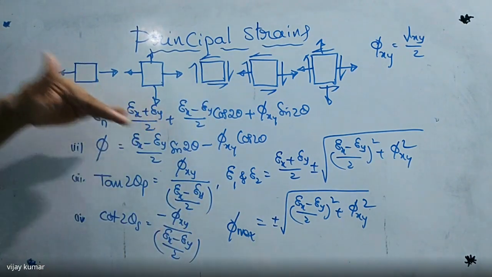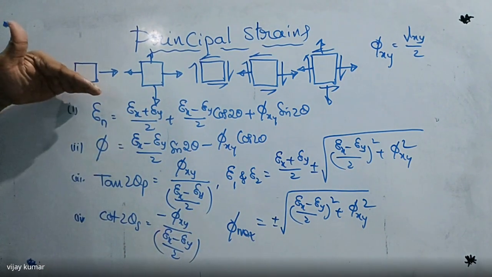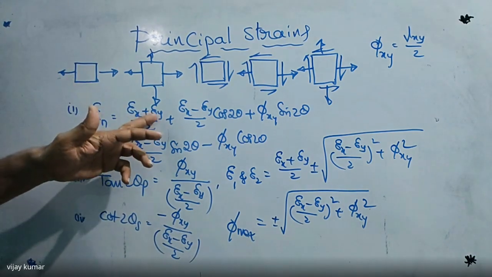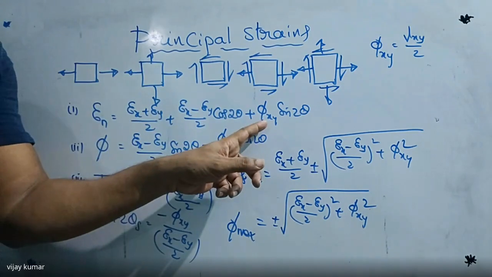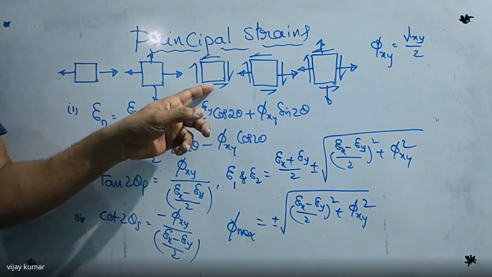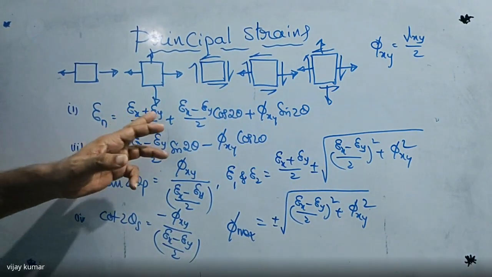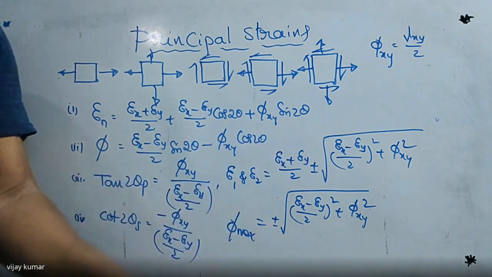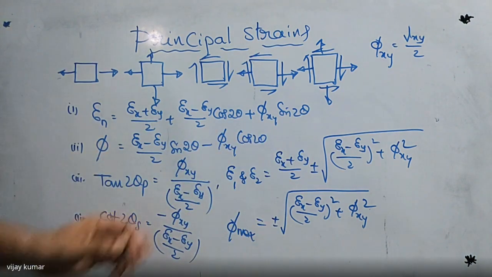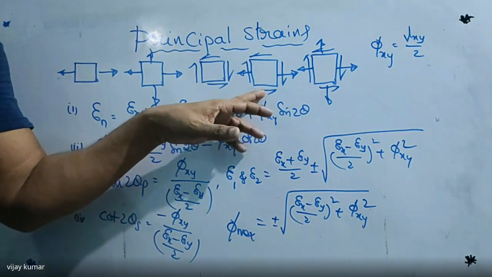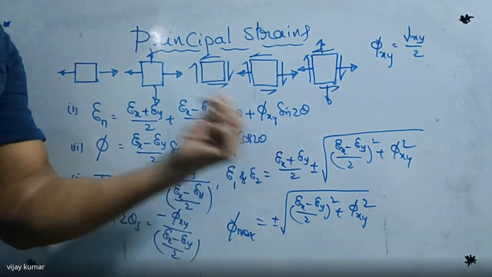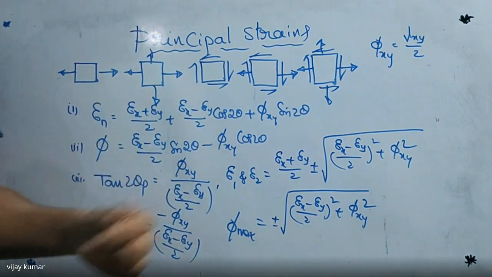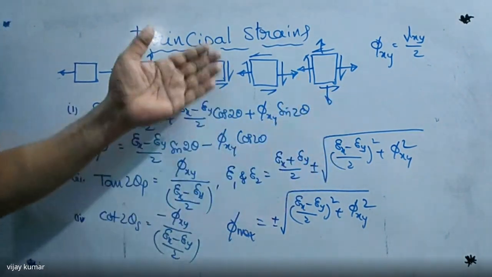So we can apply this for uniaxial. Uniaxial means which values are 0? Epsilon y and phi xy are 0. In case of biaxial, phi xy is only 0. In case of pure shear, epsilon x and epsilon y must be 0, and we have the other value. And the next one is uniaxial and shear. We have epsilon x and phi xy only, there is no epsilon y. In case of biaxial shear, these are the formulas.